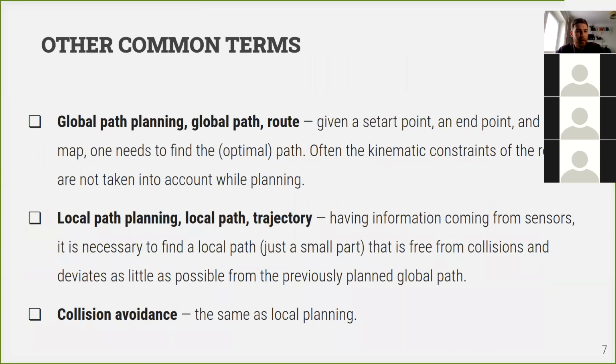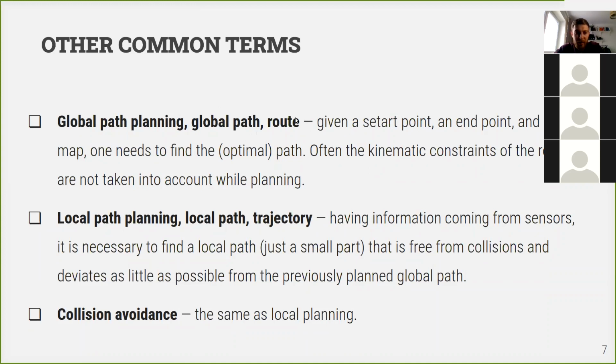And there are also some common terms you have to know. There is global path planning and local path planning. As a result of global path planning, we obtain something called a global path or road. And as a result of local path planning, we get something called a local path or trajectory.